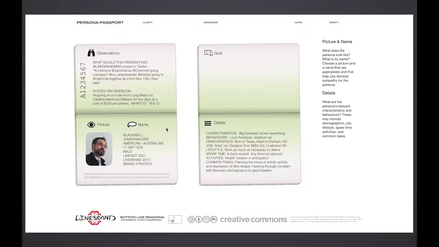I would prefer to work in Illustrator, which is how these are designed, but you can't have everything. If you want an Illustrator template, just ask me. You can email me, jonathan@linebrand.com.au, and I'll be happy to provide you with that.